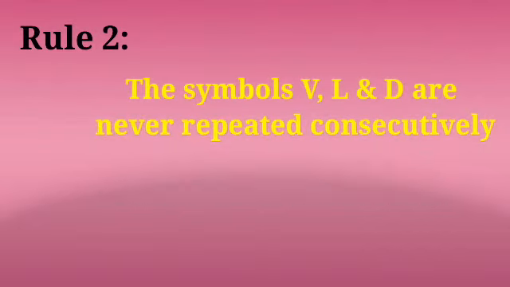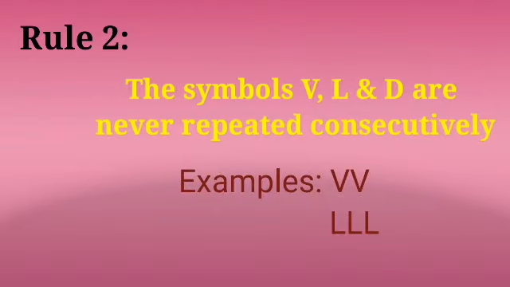Rule number 2. The symbols V, L and D are never repeated consecutively. For example, the way of writing V 2 times and L 3 times, according to rule number 2, is wrong.